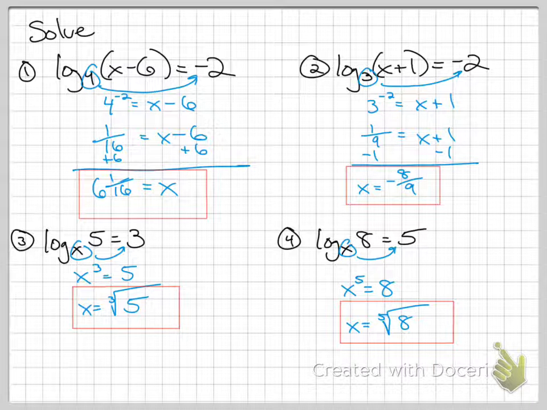Rewrite number 3, x cubed equals 5. To get x alone, I take the cube root of both sides. Since I can't actually cube root 5 in my head, I just leave it as the cube root of 5. Similar, number 4, the answer is 5th root of 8.